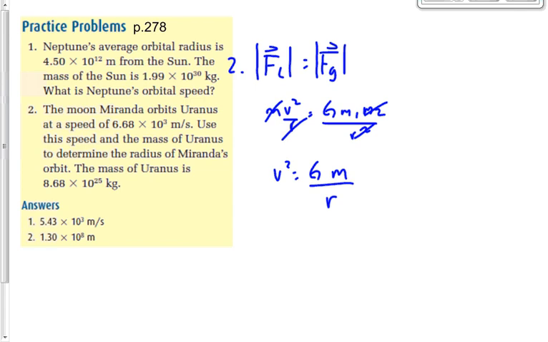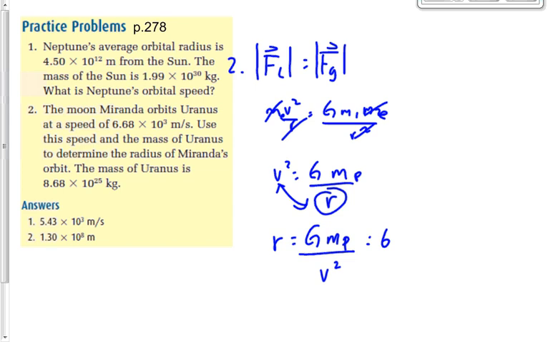Which one canceled? We had an M E right here and an M E right here. The mass of the experiencer canceled. That leaves us with the mass of the producer. So we don't care about the mass of this moon, Miranda. We care about the mass of the producer, which is the planet Uranus here. We're solving, though, for R. Let's rearrange this to solve for R. The R goes up by multiplying, and the V squared goes down by dividing. So it becomes G times the mass of the producer over V squared.